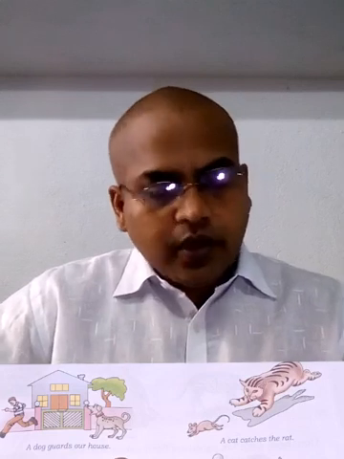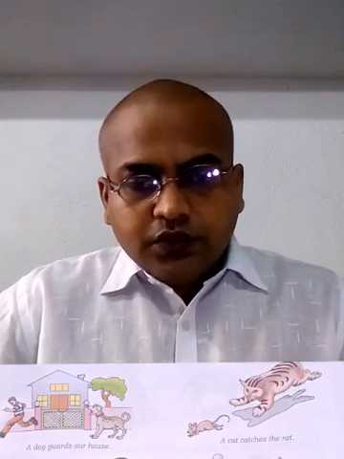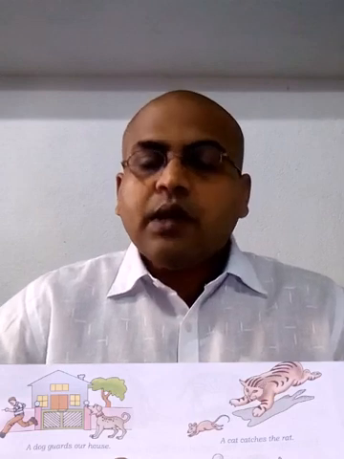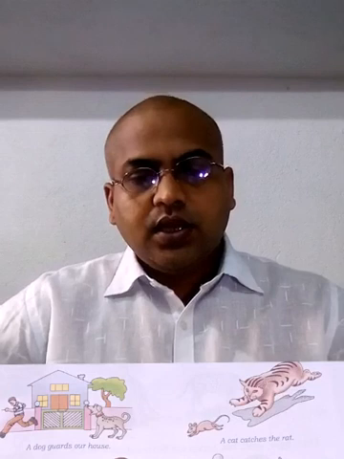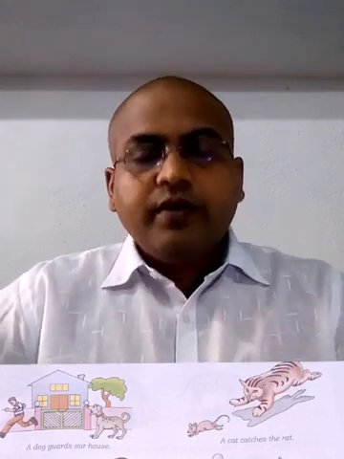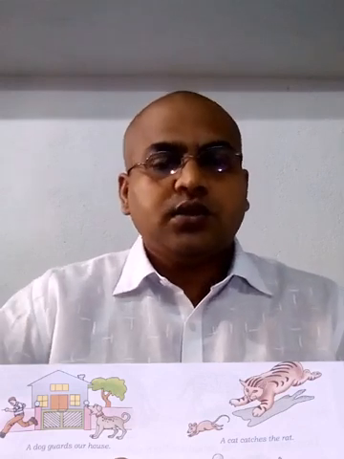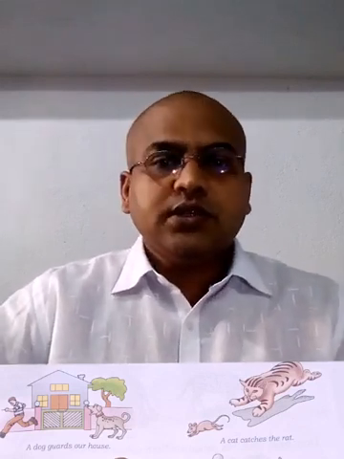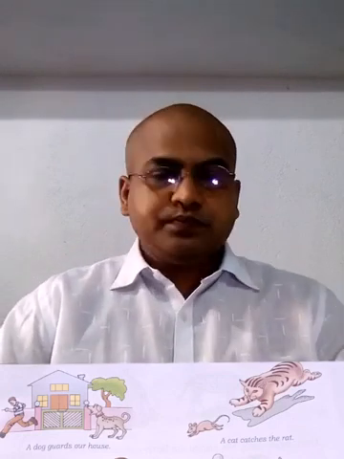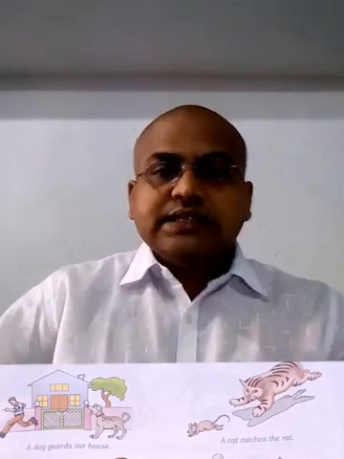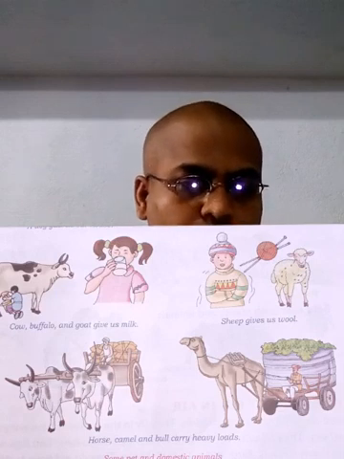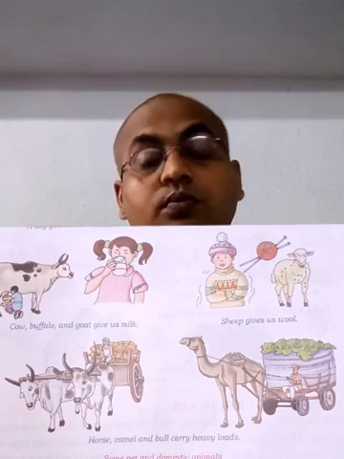Now let's discuss one by one. First of all, we will discuss some animals which are living on the land and very close to us. So the first type of animals that are living on the land, and they are living very close to us, that is inside our home, or close to our home.